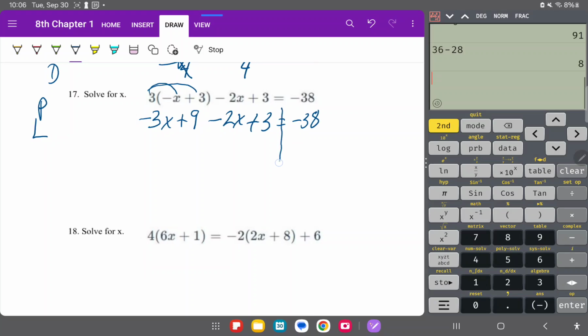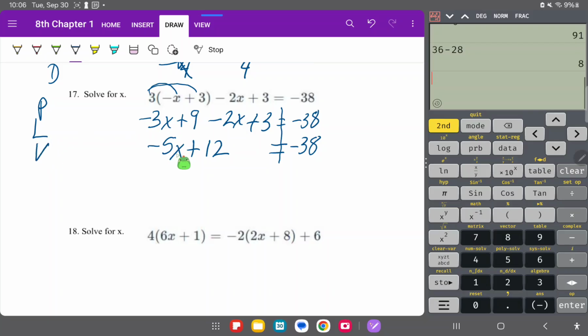So if we're going to break this into the left and right, look over here and we're going to combine the like terms. They're on the same side, so we don't have to change the sign or anything. We just need to combine it together. Negative 3x and negative 2x makes negative 5x. And then the 9 and the 3 together makes 12. Okay? Then you bring down your equals and you bring down your negative 38. So we combine the like terms.